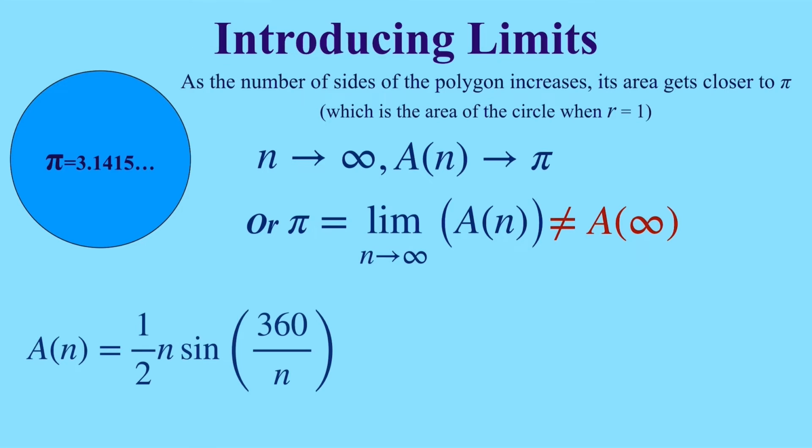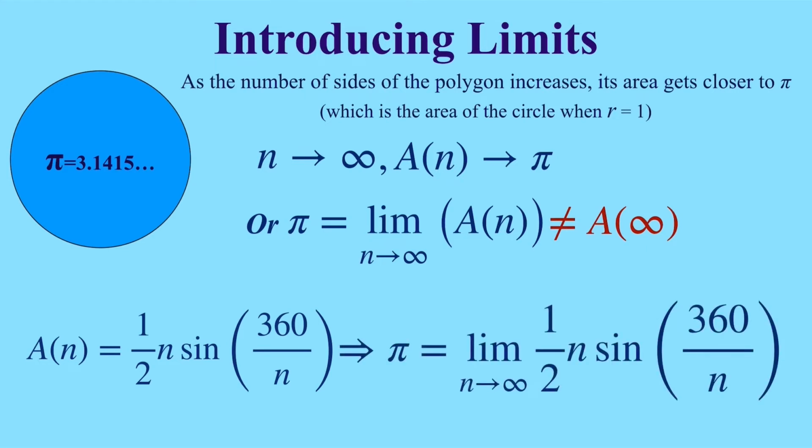But we know what A of n is, and that's what we worked out in the previous video, so again, I recommend you watch it. The card will always be in the top right. And we found that the area of the polygon is half n sine 360 over n, so substituting this into the limit, we get that pi is equal to the limit as n goes to infinity of half n sine 360 over n. What we're then going to do is rearrange this limit.